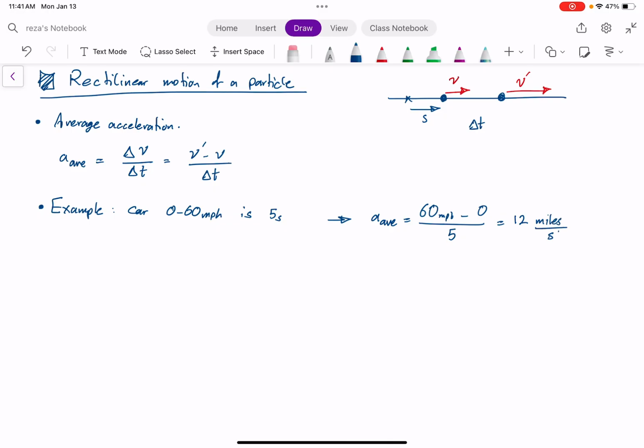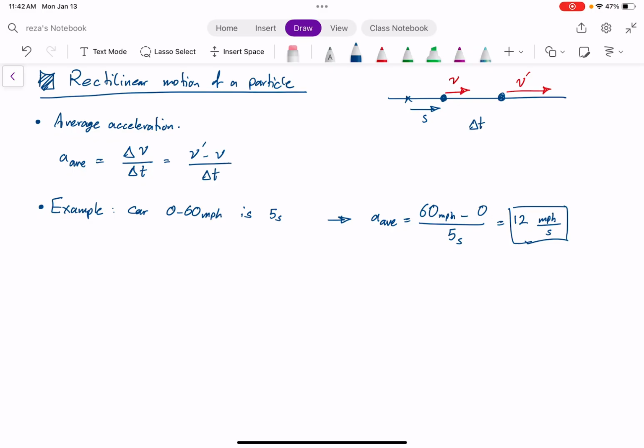12 miles per hour divided by second. That is a weird unit. But you are acquiring 12 miles per hour every second on average. That is the concept of acceleration.